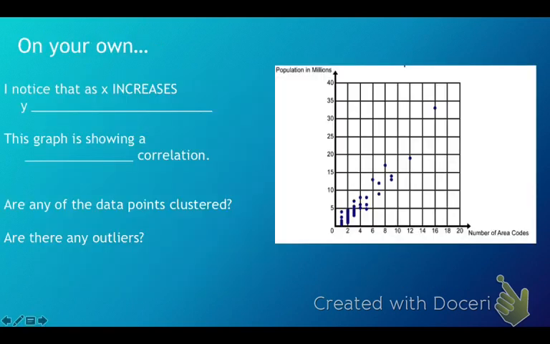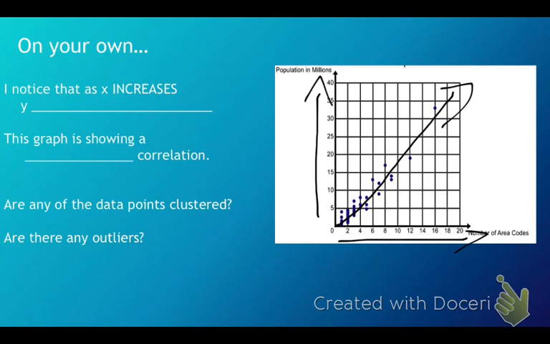Okay, lastly, as x increases, so again, as x is going this way, y, I see a trend this way, so y is increasing. So if they're both increasing, that's positive. Right. I would say the data points are clustered around here, like at the bottom.